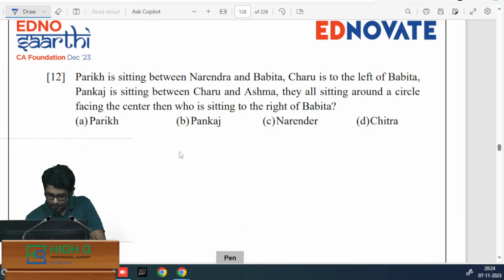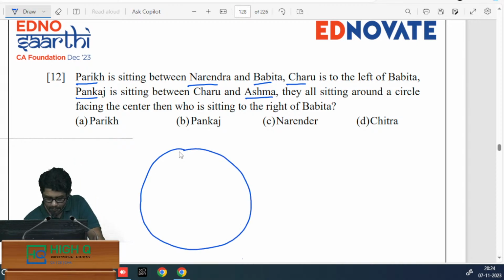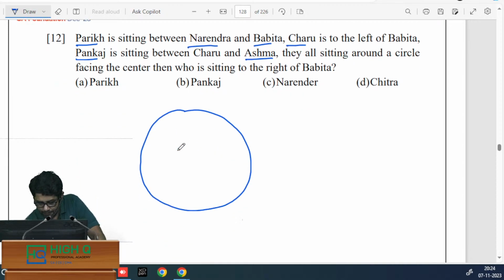So total how many people? Parik, Narendra, Babita, Charu, Ashma, Pankaj. Total how many people? 6 people. Okay. All are facing the center? Yes. 1, 2, 3, 4, 5, 6. They are facing each other.